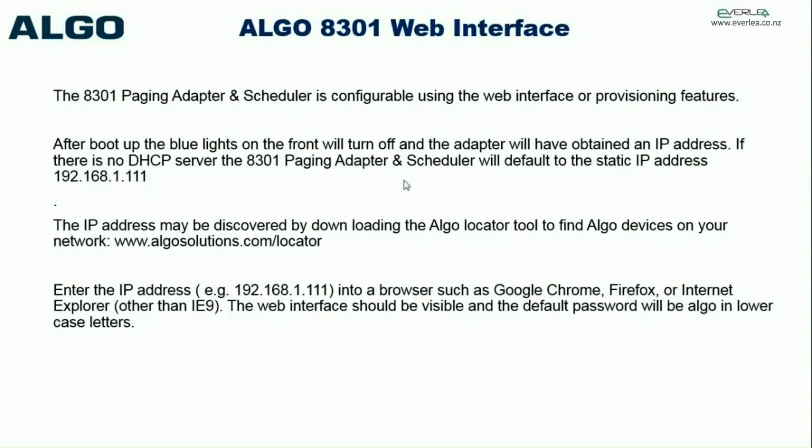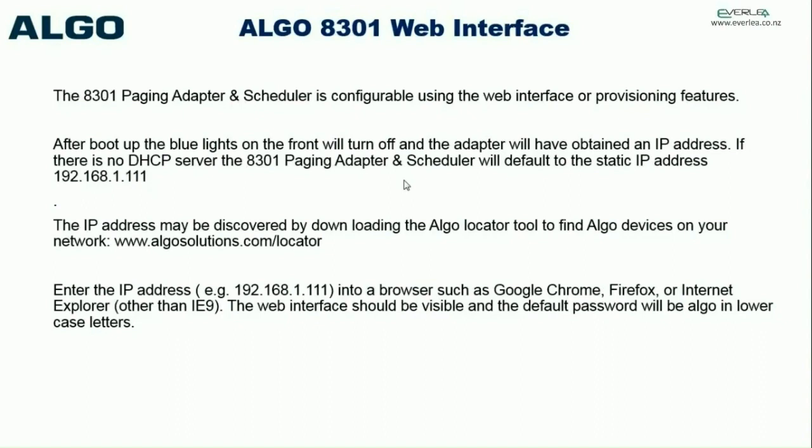But if you plug it into a network that does have a DHCP, it will naturally be assigned an address, and to find out the IP address of that, you can download an Algo device locator from the Algo website, which you can see there in the presentation, giving you the website address. Once you have got the IP address, or you have had the 8301 run up with no DHCP sitting at its default, you then just put the IP address into a browser, such as Chrome, Firefox, everything except for IE9, and the browser interface should come up.